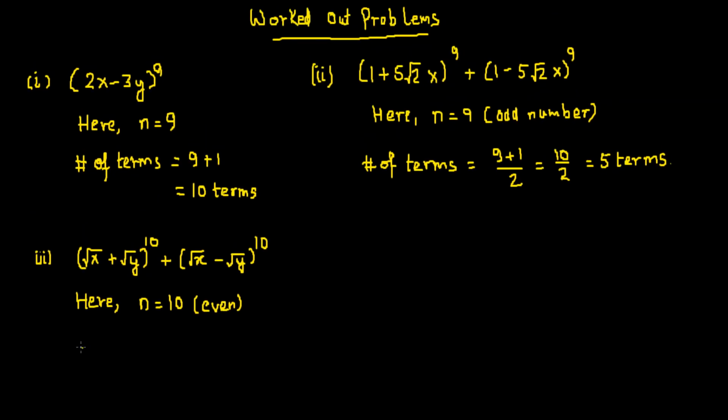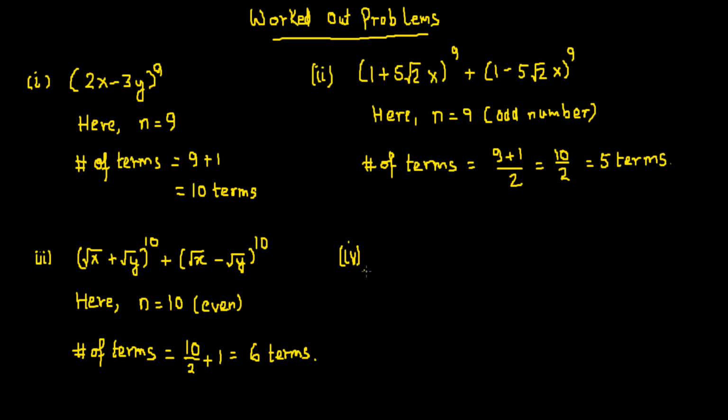So the number of terms would be 10 over 2 plus 1. So 10 over 2 is 5 and 5 plus 1 is 6. So we'll get 6 terms here. Great. Moving on to the next one.